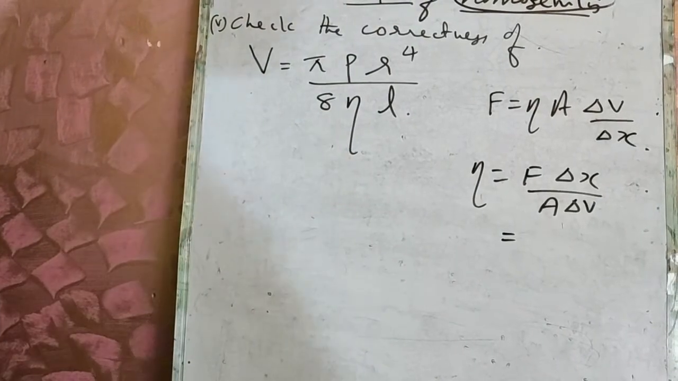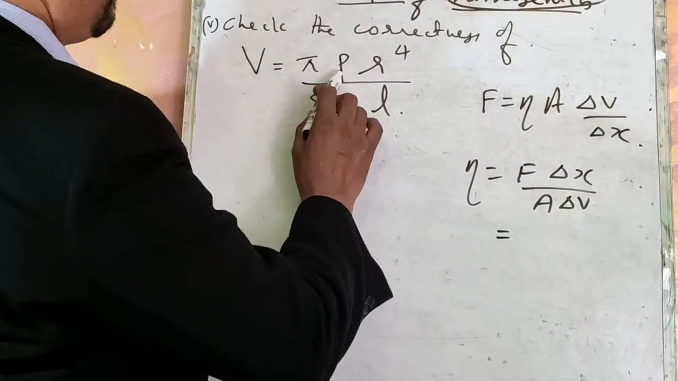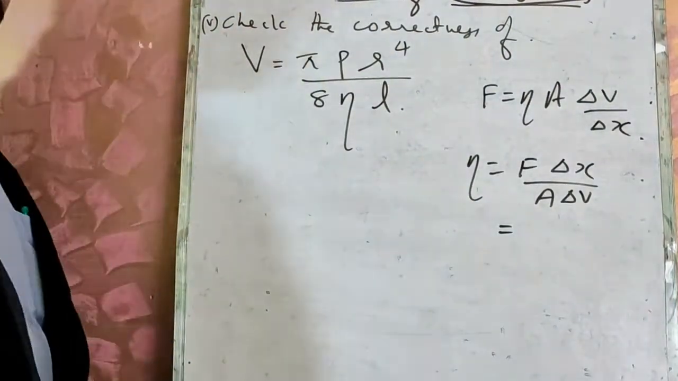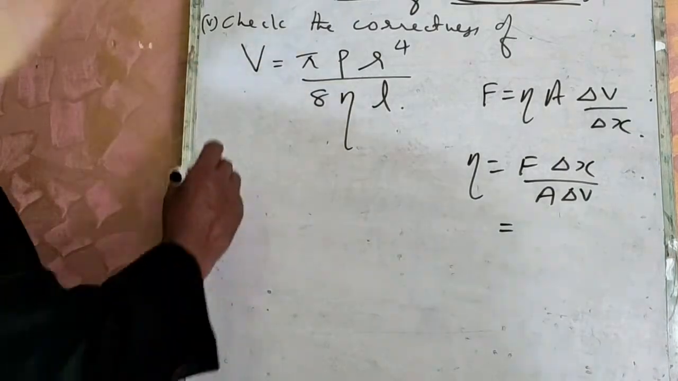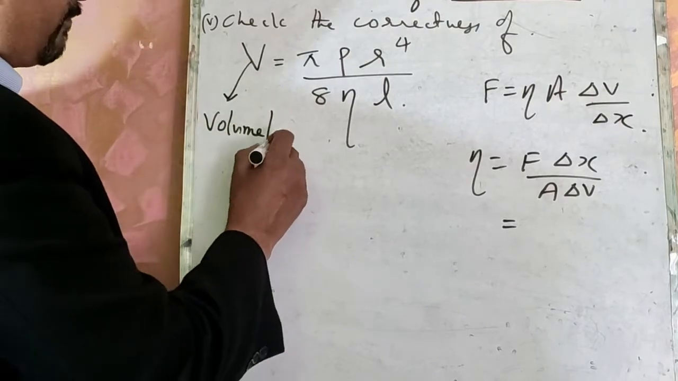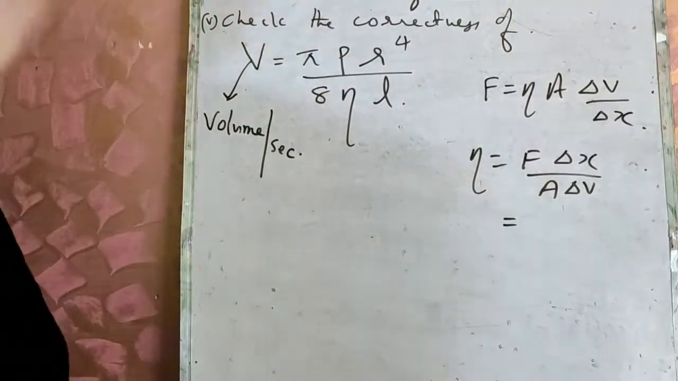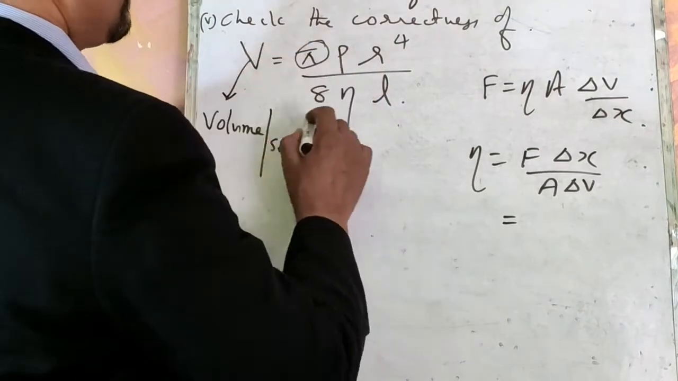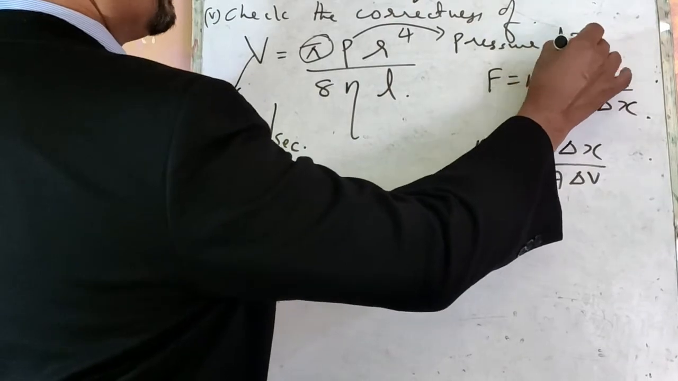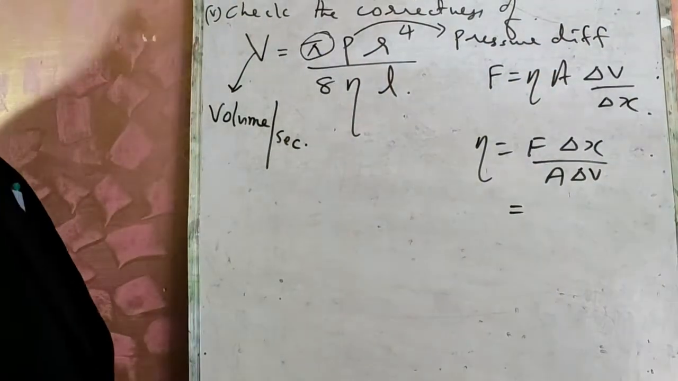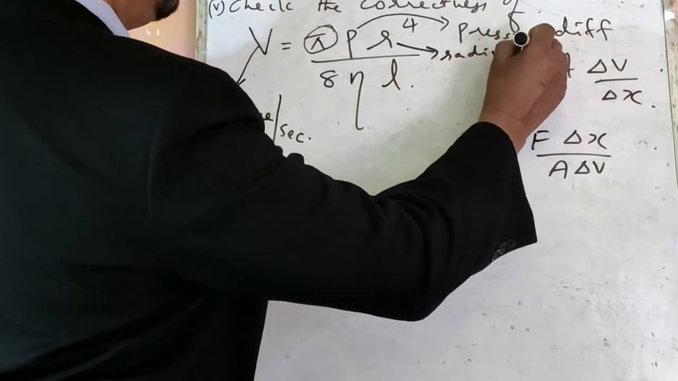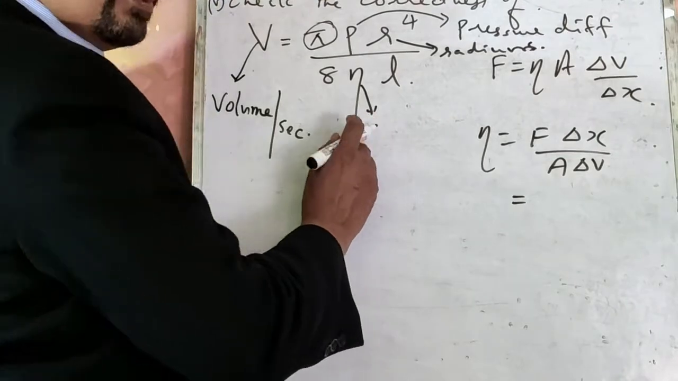You can see another equation here. V is equal to pi P r raised to 4 by 8 eta. You have to check the correctness of this equation. Again you can see some new terms here. Here V stands for the rate of flow of liquid through a pipe, meaning the volume of liquid flowing through the pipe in 1 second. Pi is 3.14. P stands for pressure difference, meaning the pressure between the two ends of a pipe, and r stands for radius of the pipe. Eta stands for coefficient of viscosity.